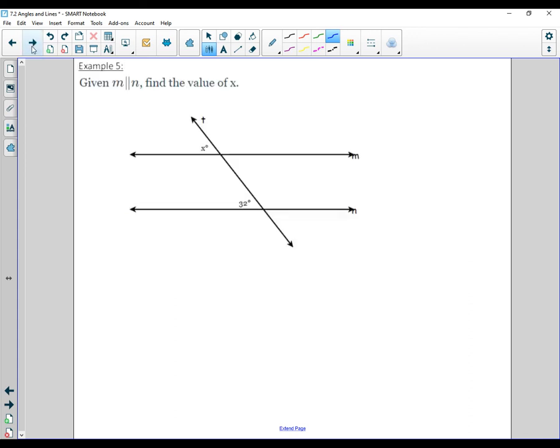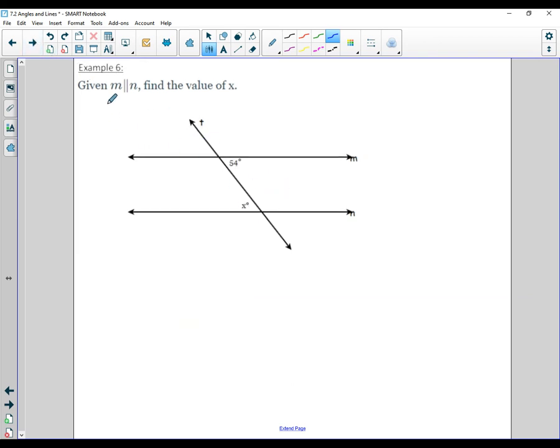All right. So given that m is parallel to n, find the value of x. Well, we just said that corresponding angles are congruent when we have parallel lines cut by a transversal. So this one is as easy as 32 degrees, right? We know that those two angles are the same because they're corresponding angles. Given m is parallel to n, find the value of x. This one is also as simple as 54 degrees because those are alternate interior angles.